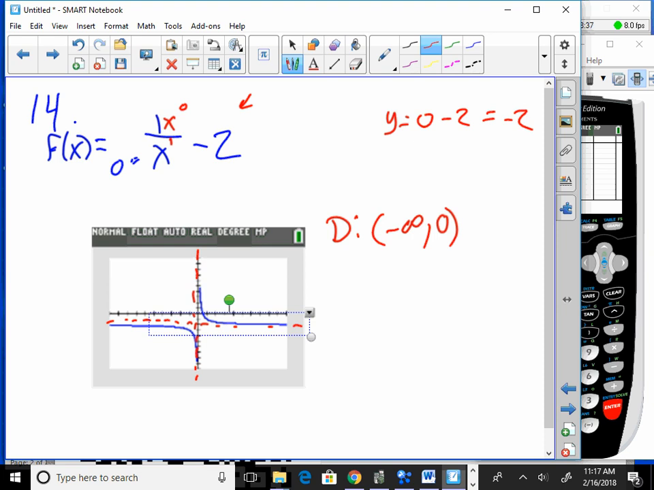Then I go union. Then I jump over to the next section of the graph and I go leftward. And how far leftward is it going? 0. Good. So 0 to positive infinity.